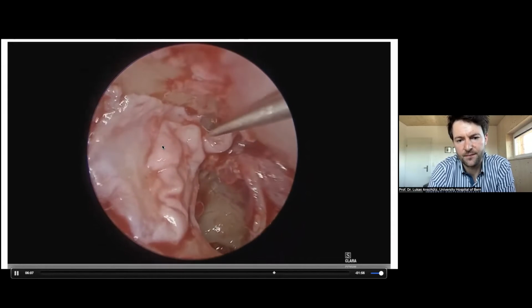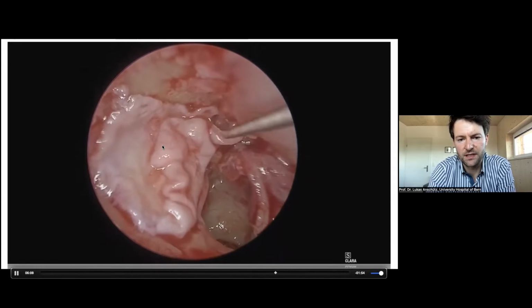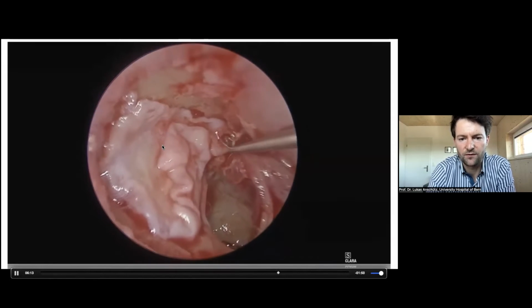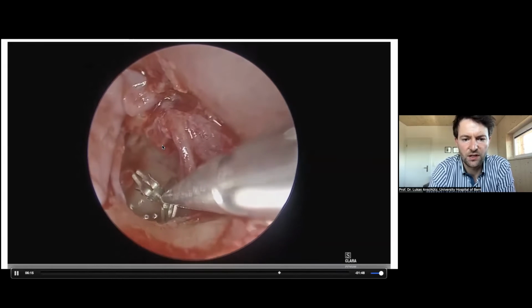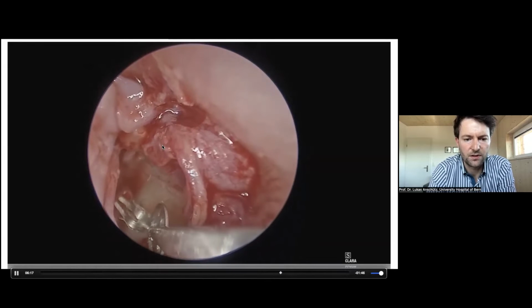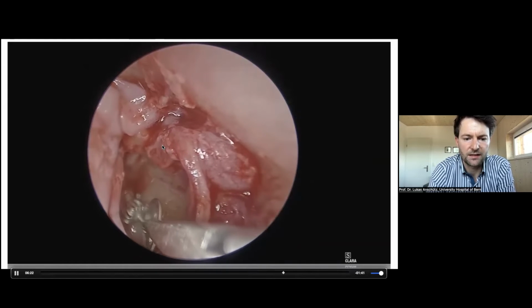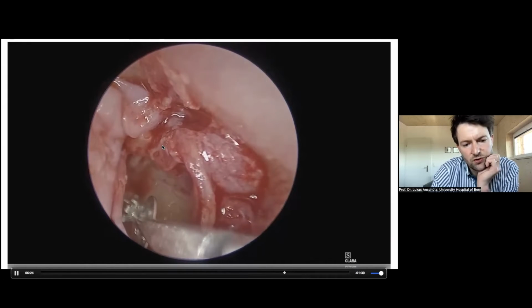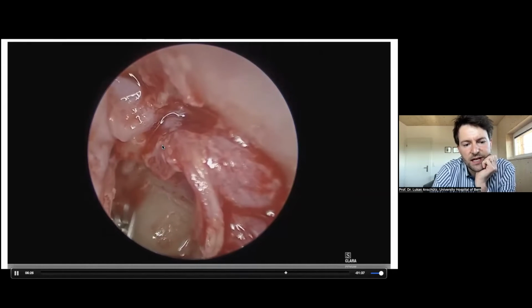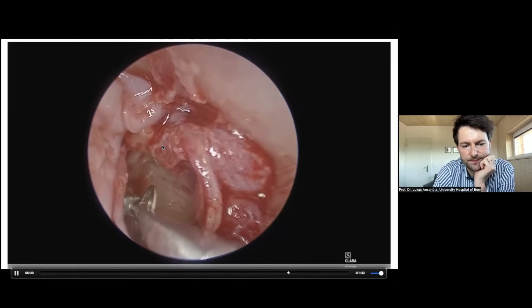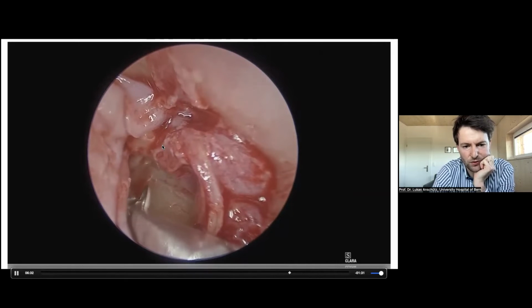And the next step would then be to reconstruct the ossicular chain. And for this reason here, for this patient, I choose the prosthesis with the clip and the ball joint. You can see quite easily with the alligator forceps, the prosthesis can be positioned on the stapes and it holds quite nicely.